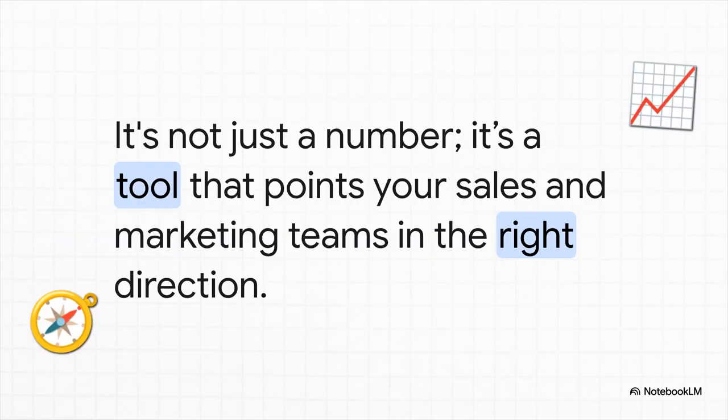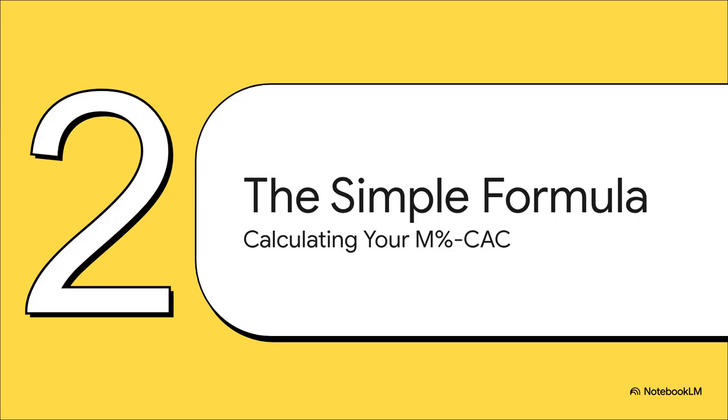And that's the perfect way to think about it. This isn't just another number to track for the sake of tracking. It's a tool. It's a compass that points you in the right direction and helps you see if your sales and marketing engines are actually in sync. And you know the best part? You really don't need to be a data wizard to figure this out. The formula is actually incredibly straightforward. So let's just break it down together.